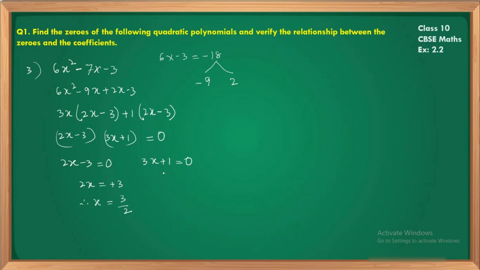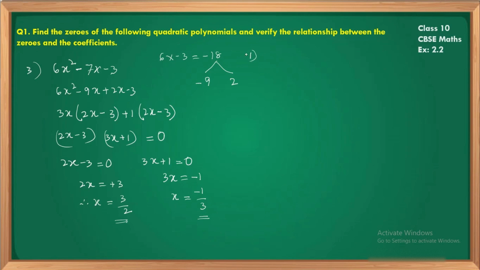And in this case you have 3x equal to minus 1. Plus 1 is taken to the RHS, becomes minus 1, and the x value is minus 1 by 3. So there are now two zeros, 3 by 2 and minus 1 by 3. These are the two zeros we have. Now let us go for verification.